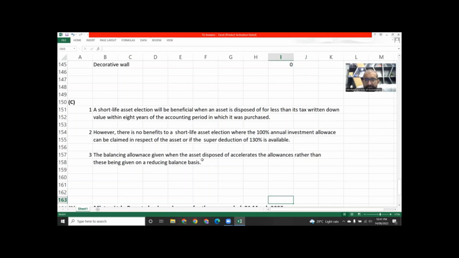Then the balancing allowance given when the asset is disposed of accelerates the allowances rather than these being given on reducing balance basis. Yes, remember, when the asset is depooled and you sell it, you get the immediate balancing adjustment on depooled asset. You don't get it with number of years. You get it immediate, and that immediate is beneficial when you depool it. That's why you depool it, because you want immediate balancing allowance. So out of these 3 points, you can write only 2. That's also good. 2 marks, 2 points are more than enough.